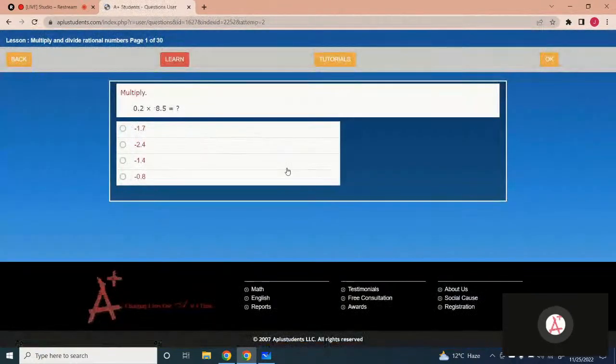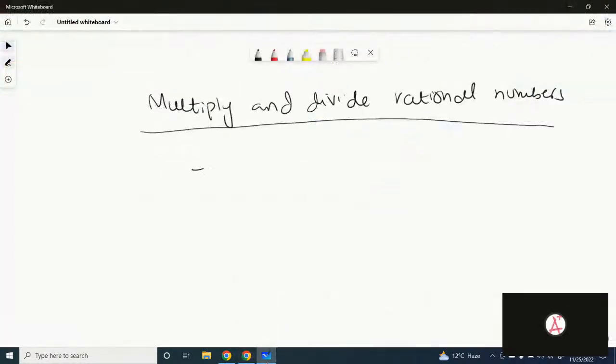So multiplying and dividing rational numbers is exactly the same like you do the simple multiplication, but you have to take care of the signs if they have them. Like for the first one, 0.2 times negative 8.5. So you're multiplying a positive and a negative number, so the answer must have a negative sign.